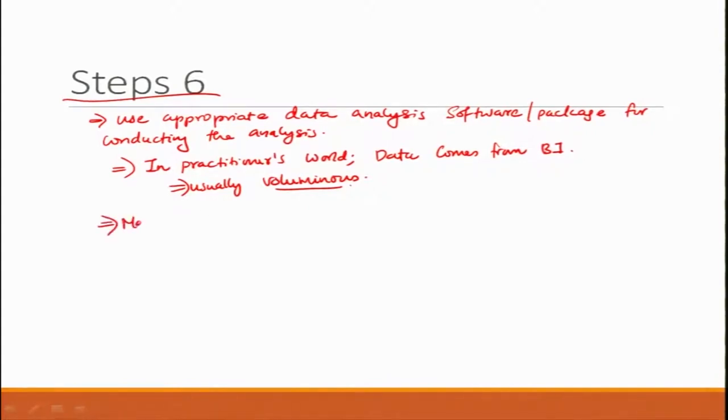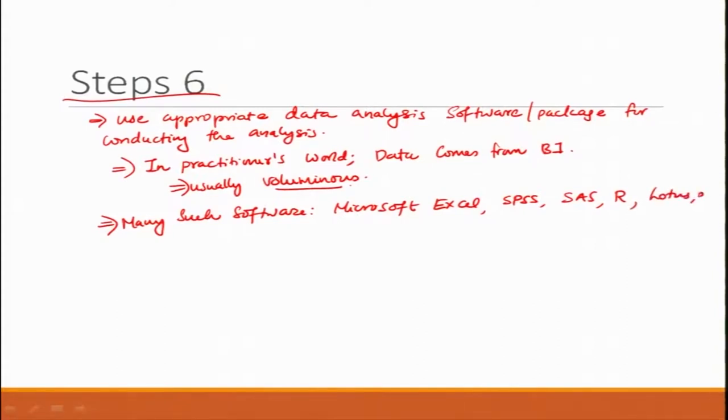There are many such software options, starting with Microsoft Excel. Then you have SPSS, now made by IBM. Then you have SAS, from the SAS Institute, R, the open source alternative to SAS, Lotus spreadsheets, etc. These are multiple options of software that is available. In this course, we use Excel and R. There will be a tutorial of R in this course, and you will learn what R is and how to use it. And for simple cases, we will also use Excel.